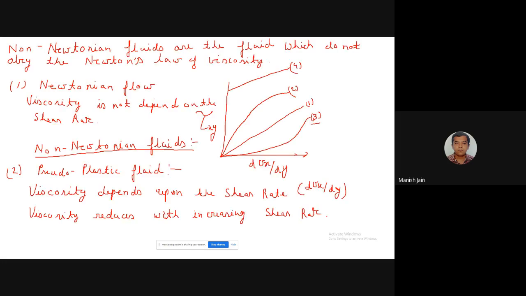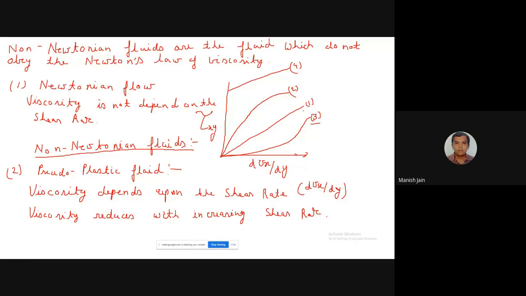Okay, so what is the dilatant fluid? Here again, if you check the third curve, you will find that the viscosity is changing with changing the value of dvx by dy. Viscosity is the slope of the curve, so that is continuously changing with changing the value of dvx by dy. So viscosity will depend upon the shear rate. And the second point is, as you increase the shear rate, the viscosity will increase. That means when you increase the velocity of the fluid, the fluid becomes thicker and more viscous. There are several types of semi solid material which follow this rule.